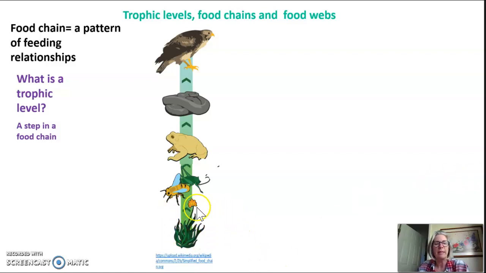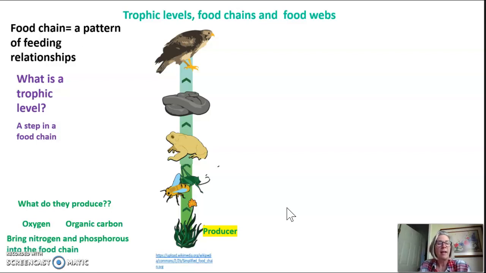So let's look at this fairly simplistic food chain. It starts with some plants down here at the bottom, and then we have some insects, a frog, a snake, and a hawk. The bottom of a food chain is always our plants. Plants are producers. What do they produce? They produce oxygen by photosynthesis, and they produce organic carbon also by photosynthesis. As we'll talk about soon when we talk about ecological cycles, plants are also responsible for bringing nitrogen and phosphorus into the food chain. Producers, or plants, are autotrophs because they make their own food.